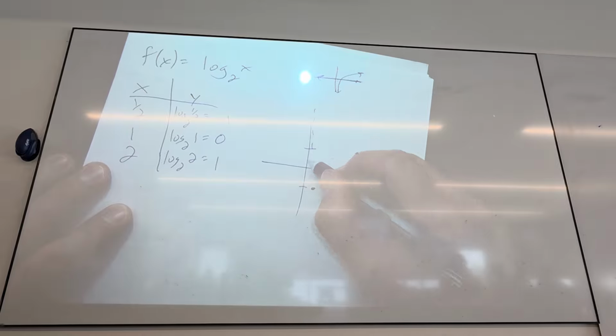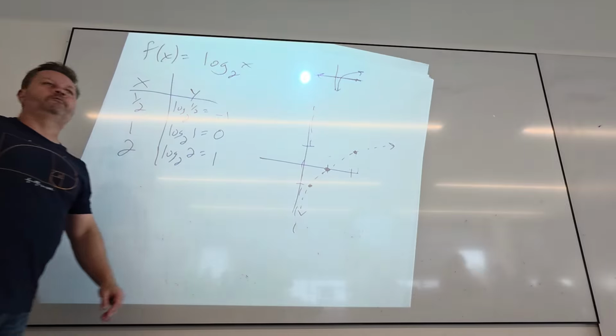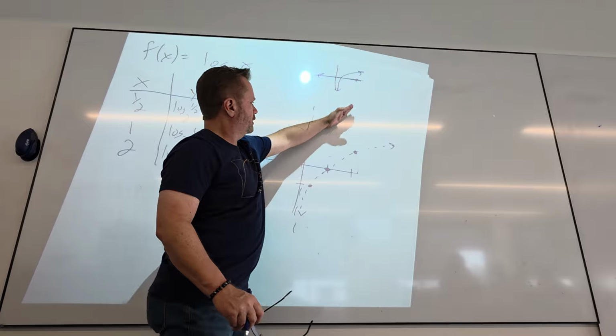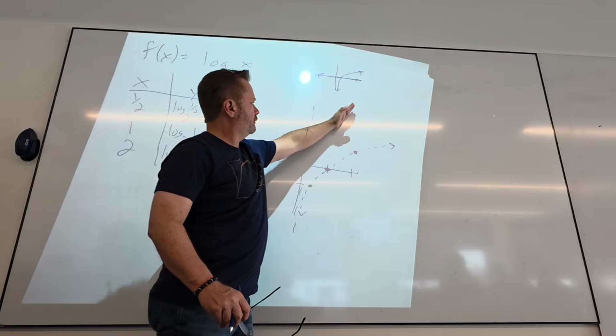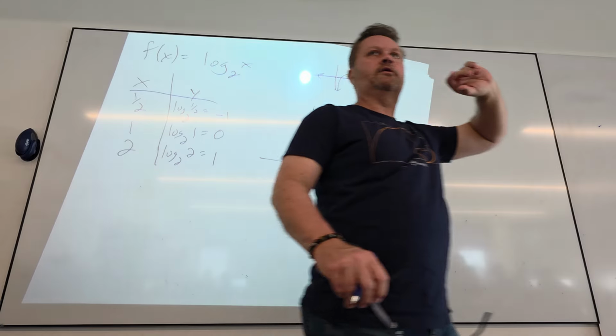And I know there's an asymptote here, yes? I'm going to do this dotted, and you'll see why in a minute. So it goes like this, which is the exact thing you would expect because it's supposed to be an inverse of a function that does like this, yes? So you can see the symmetry, you can see the reflection.